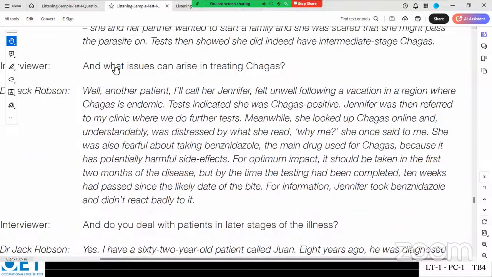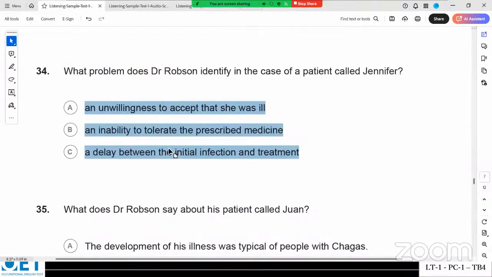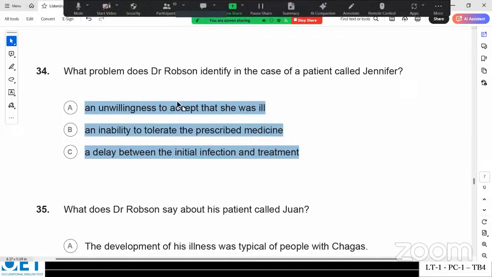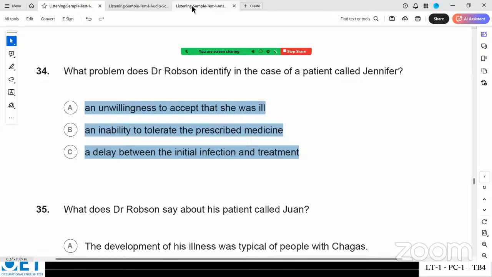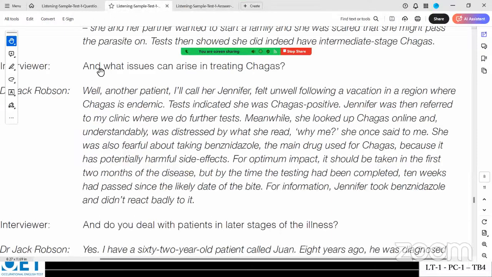Okay. What issues can arise in treating Chagas? Treating. So treating is there, where a delay between initial infection and treatment. Treatment is here. I don't think the first sentence itself gives you the answer. First question, the question of the interviewer itself gives the answer there. The question is based on treating. Be careful there. You got the clue there itself.